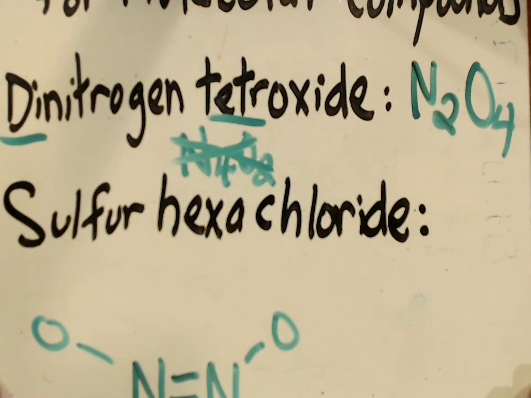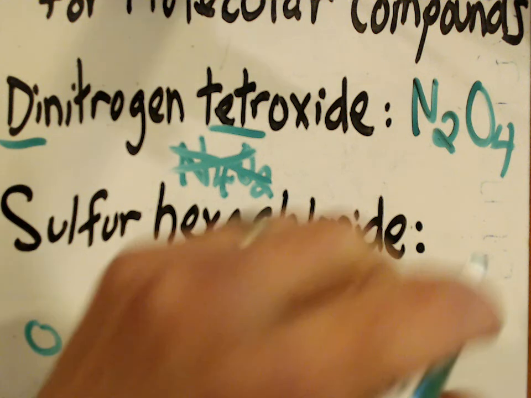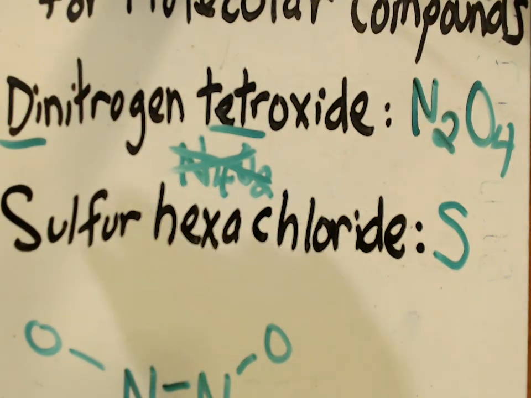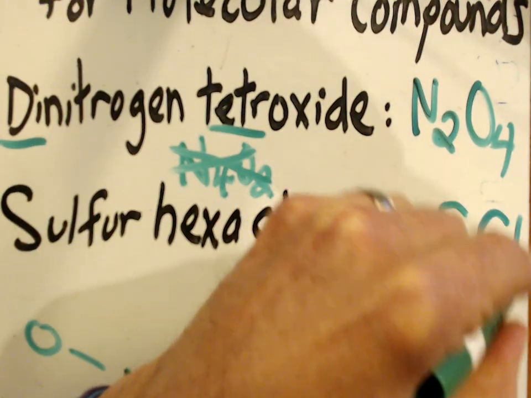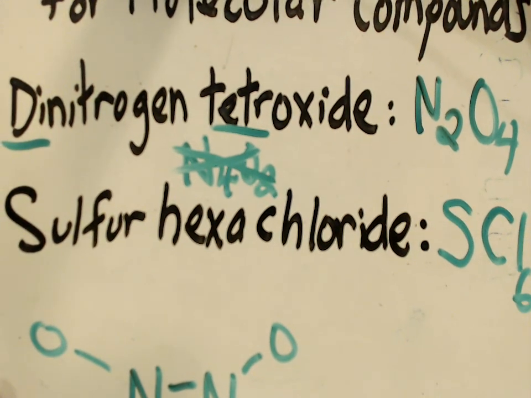All right, what about sulfur hexachloride? Well, sulfur has nothing in front of it, no prefix written here, so that is the implied 1. So we'll just put S to represent 1 sulfur. And then hexa, what does that mean? That means 6. So that means 6 chlorines, Cl6. And it is, in fact, that simple, ladies and gentlemen.